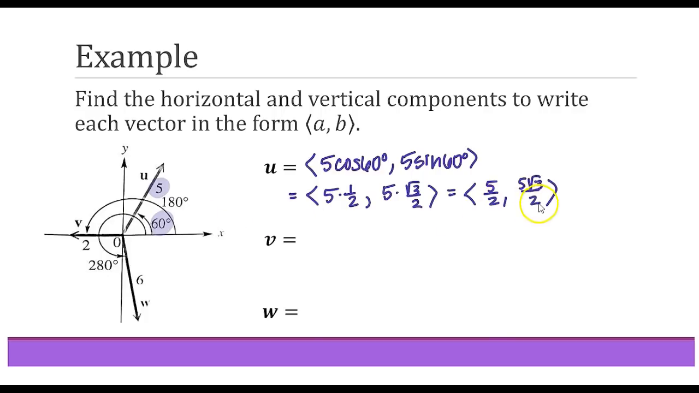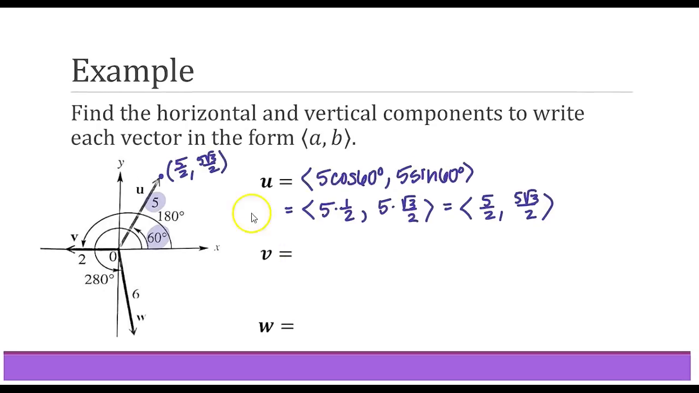And what we really did there was essentially we're finding the coordinates of the terminal point. So we're finding that that terminal point is the point, so I'm going to change it to parentheses, 5 over 2, 5 rad 3 over 2. So that being said, we're looking for vector v. Vector v has a magnitude of 2 and a direction angle of 180 degrees.